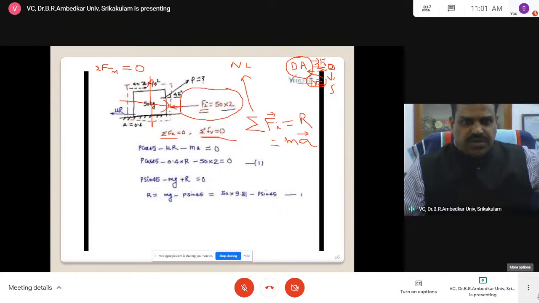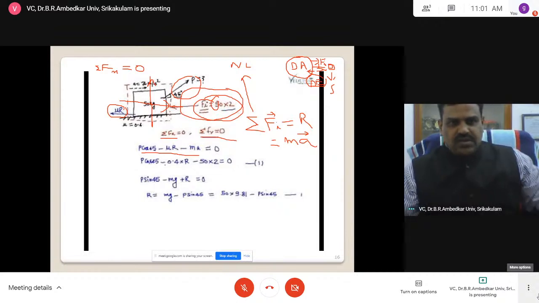Now see, this is P cos 45. This is one component. Coming to the sum of the forces, this is positive P cos 45 in this direction, this is in this direction, and this is in the opposite direction. That means both of these are negative and this is positive. So this is P cos 45 minus mu R equals mass into acceleration. The mass is 50 and acceleration is 2. Substituting mu value 0.4, 50 into 2, this is one equation.